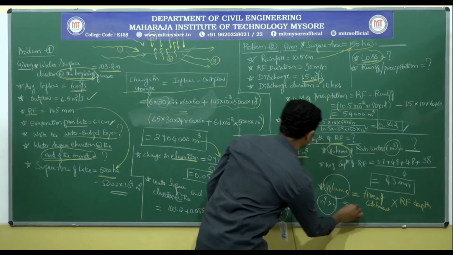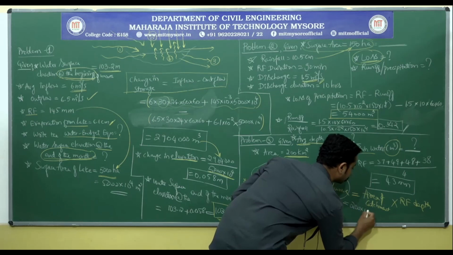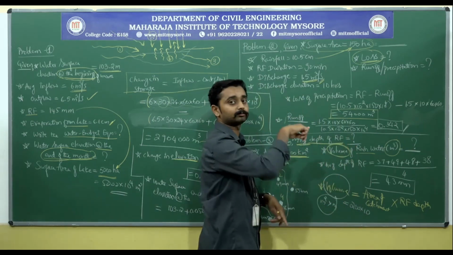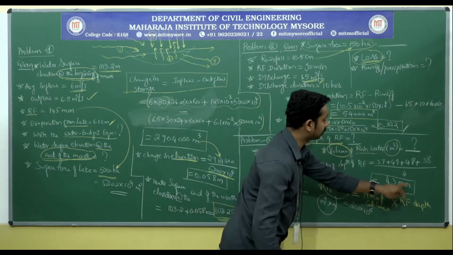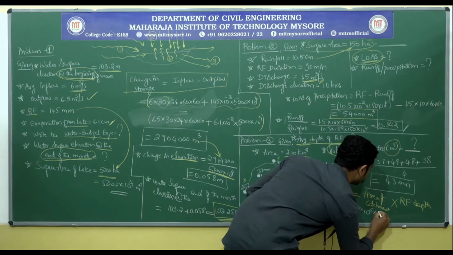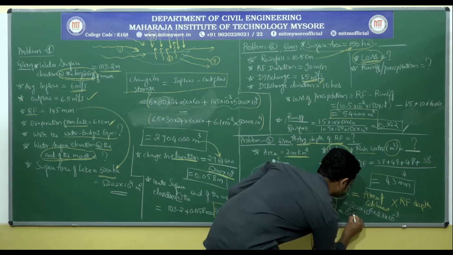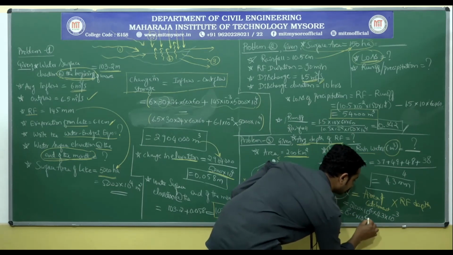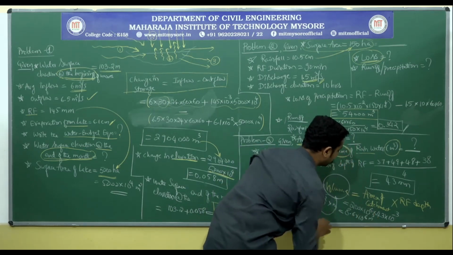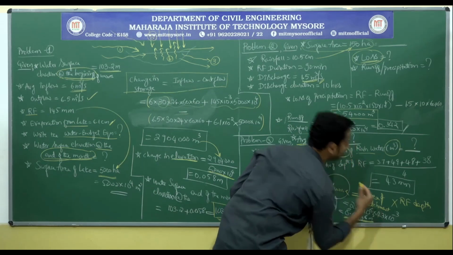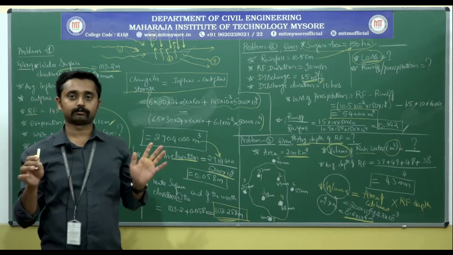So how much is the area? 200 kilometer square. That is 200 into kilo 10 power 3 square, 10 power 6 meter square, into rainfall depth, which is 43 mm, 43 into 10 power minus 3. The answer is 8.6 into 10 power 6 meter cube. That means volume. That's it, this was all for the day. Thank you.